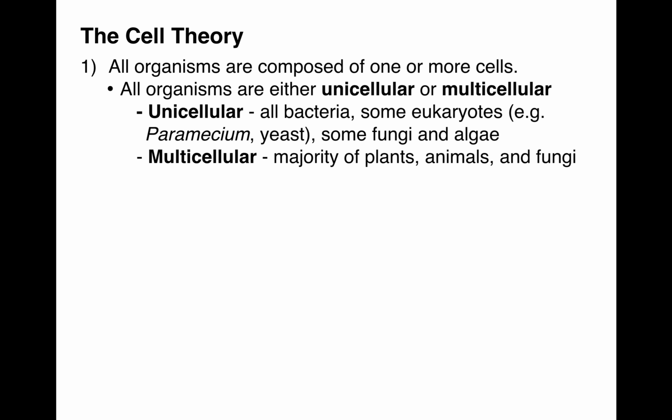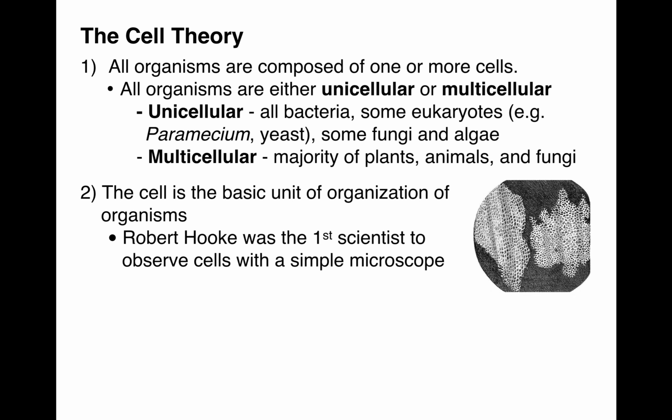Multicellular organisms are much more common, although not actually as abundant. All plants, animals, and fungi are going to be classified as multicellular. So what's most important to take away from this is that all living things are made of cells. Now similarly, the cell is going to be the basic unit of organization for all living things.